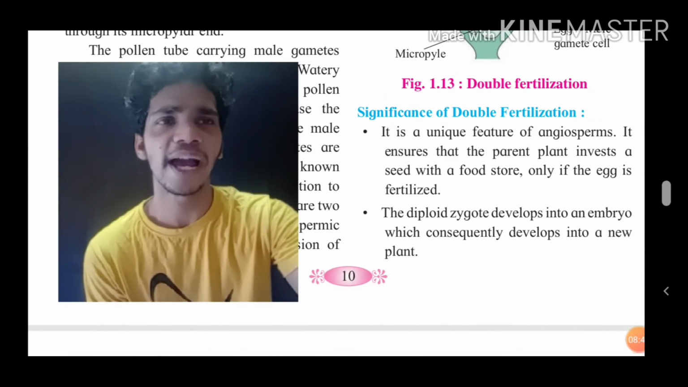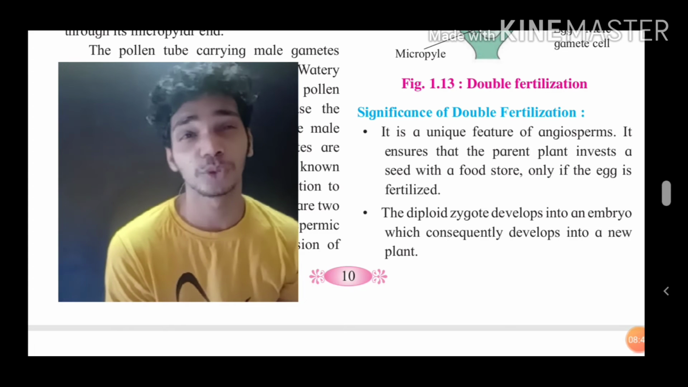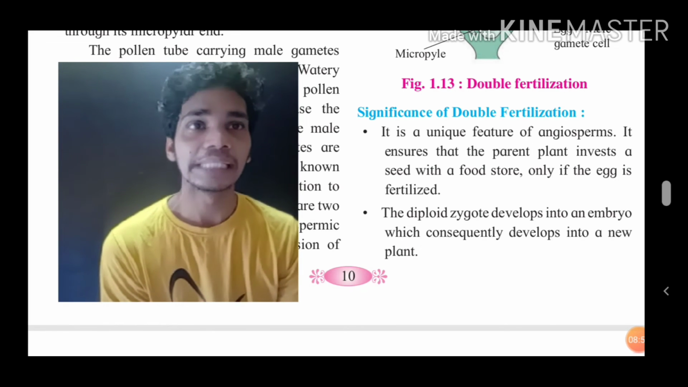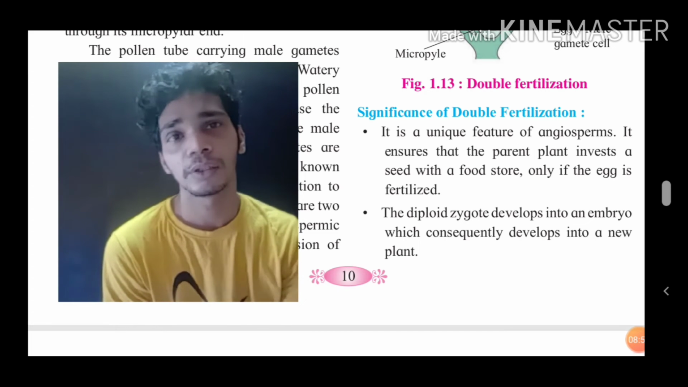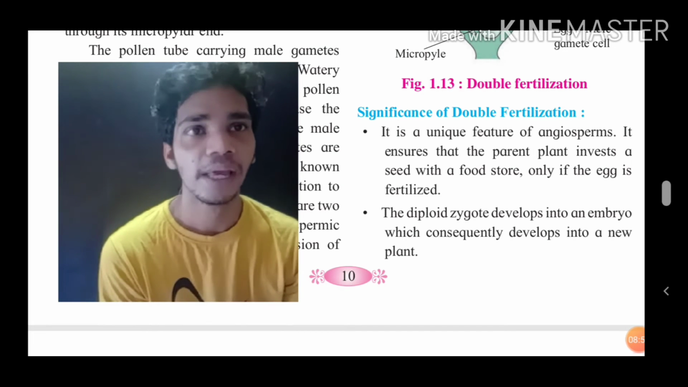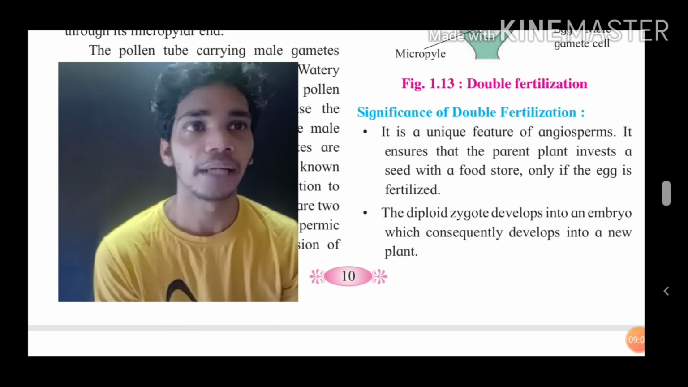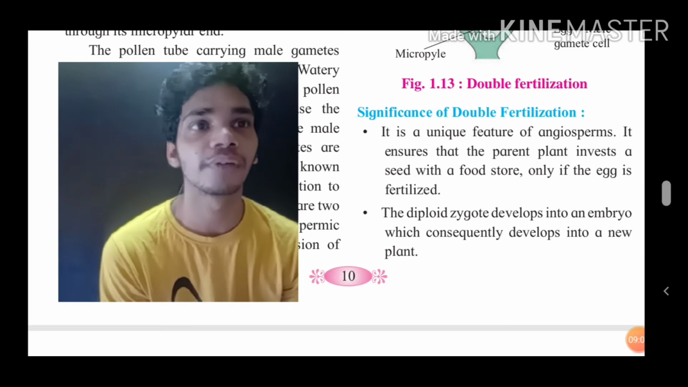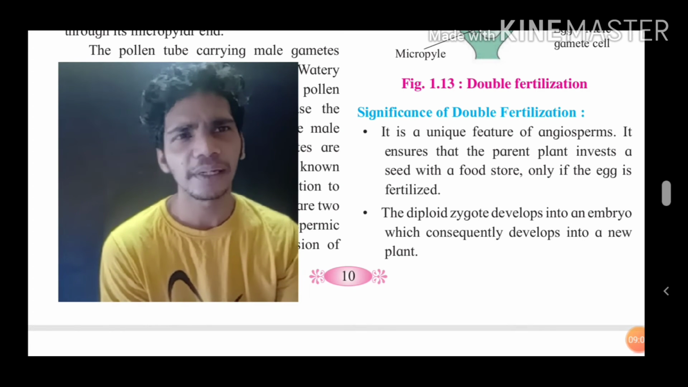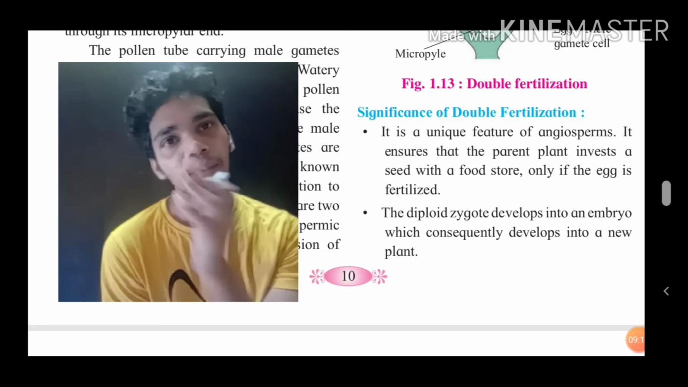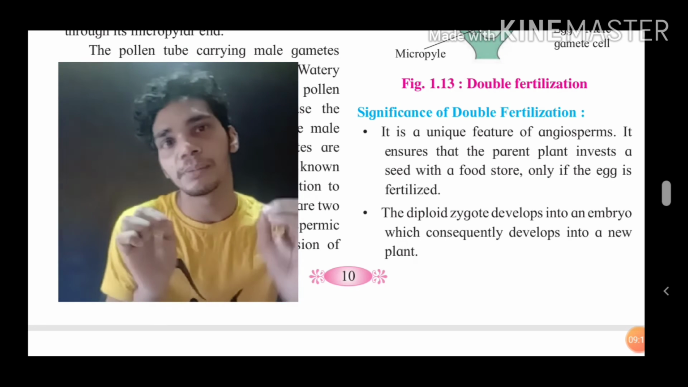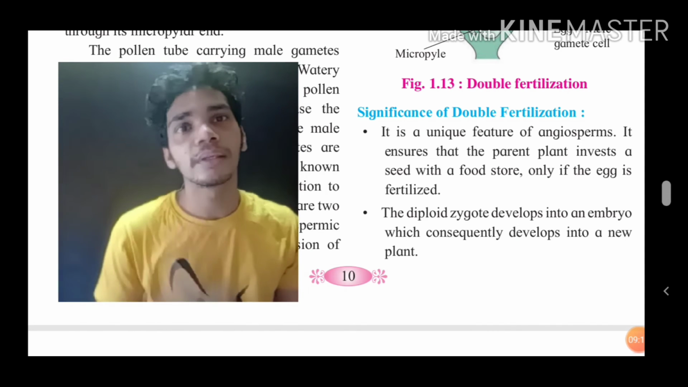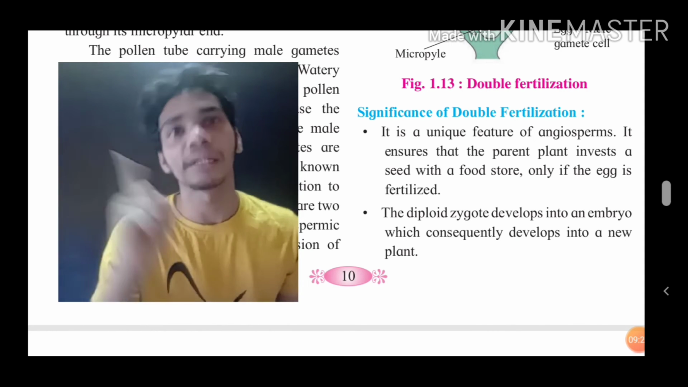Now let's study why it is significant, why it's so characteristic. When you talk about the significance of double fertilization, it is a unique, identifying feature of angiosperms. It ensures that the parent plant invests a seed with a food store only if the egg cell is fertilized. So what happens in double fertilization? The seed is formed by the male gamete and female gamete. But the seed requires a food reservoir. Who is going to take responsibility for that? That is the triple fusion.